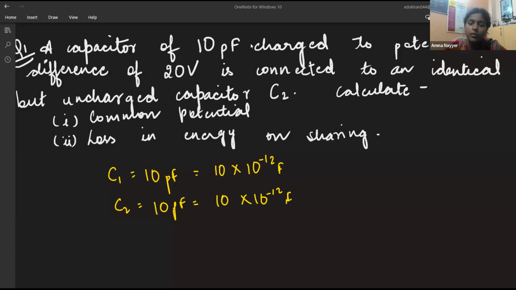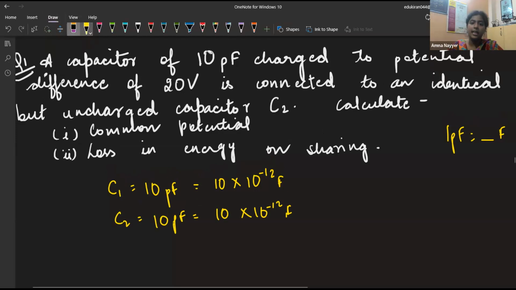Yes, Huma, what is 1 picofarad? How will you convert it into farad? How did I convert here 10 picofarad? 10 to the power minus 12. All right. Now, please remember this 10 to the power minus 12.